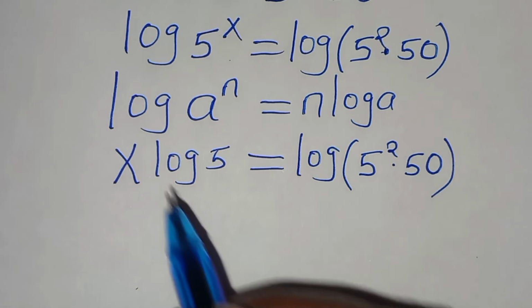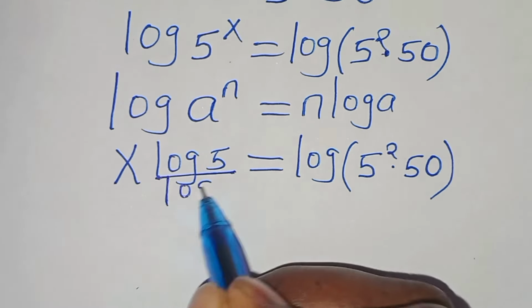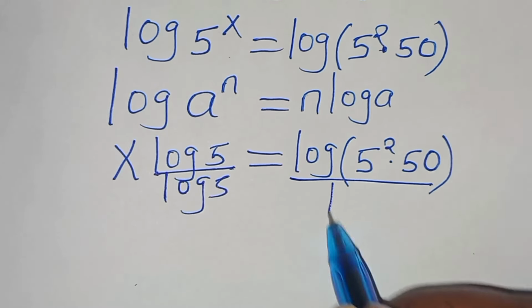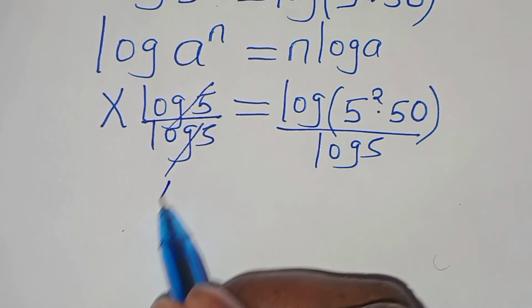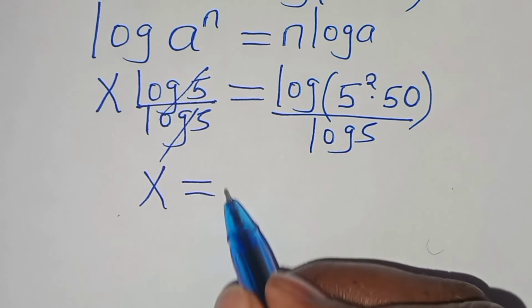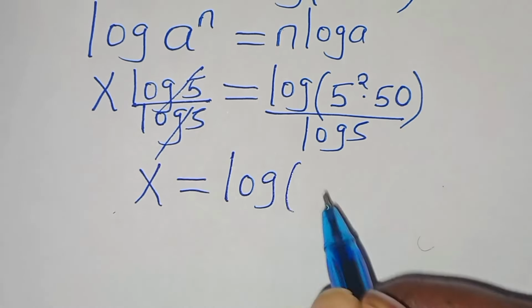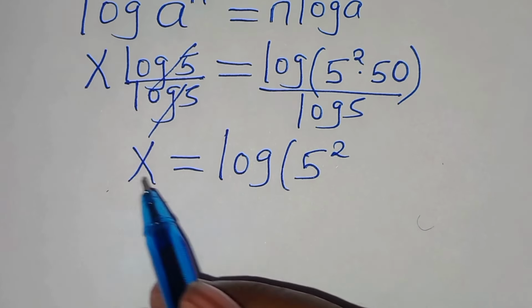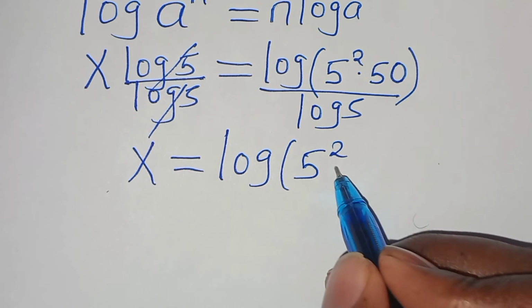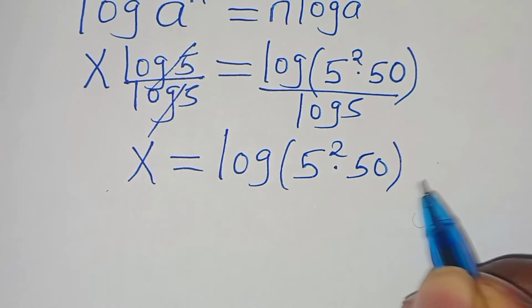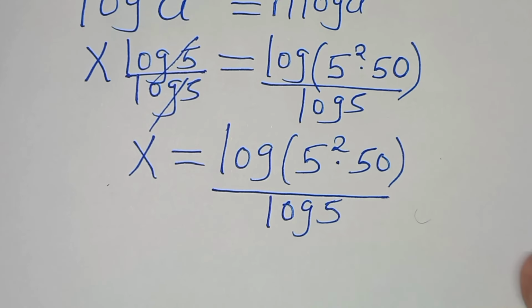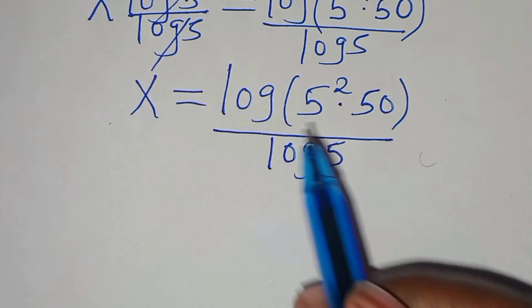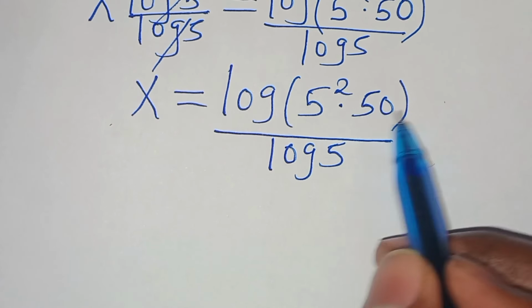The next step is let's divide both sides by log 5 here. So now, if you simplify, we have x equal to log of 5 to the power of 2 times 50, everything here divided by log 5.